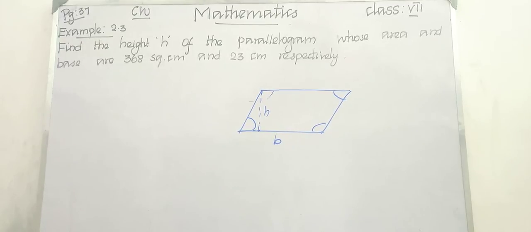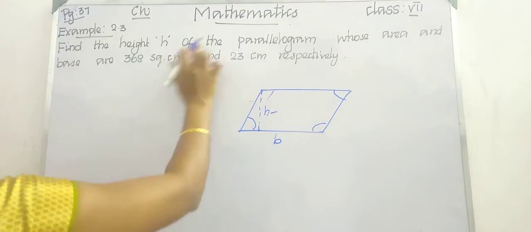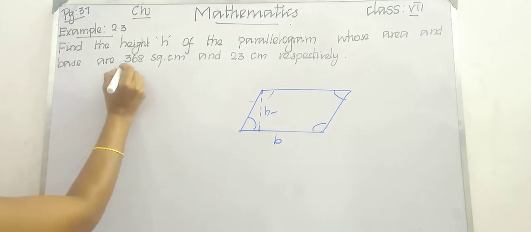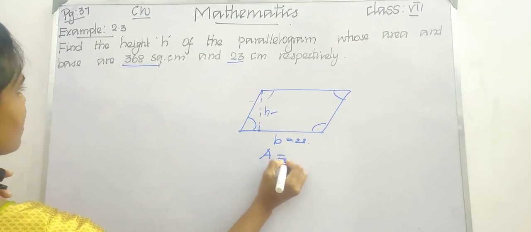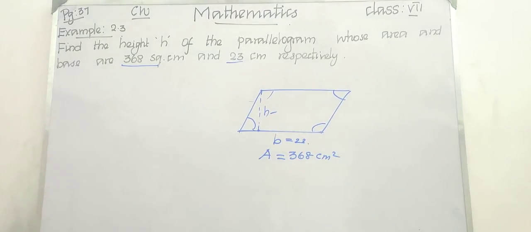Find the height h of the parallelogram. We need to find h, whose area and base are given. 23 centimeter is the base and the area is 368 centimeter square. So these are given and we need to find the height. If they had given base and height, we know how to find the area, right? But here they have given the area and the base, and we are going to find the height, okay children.